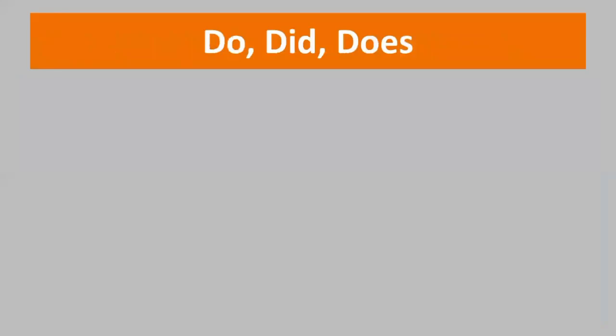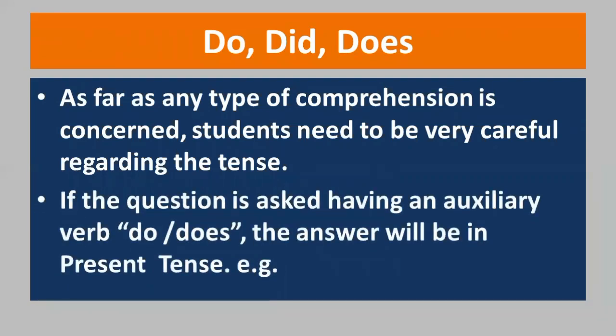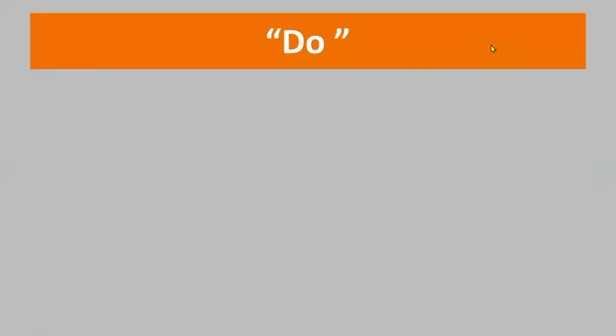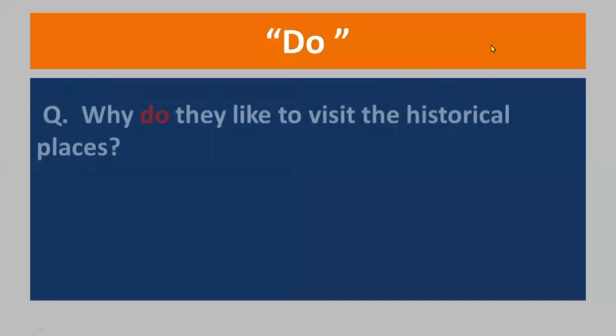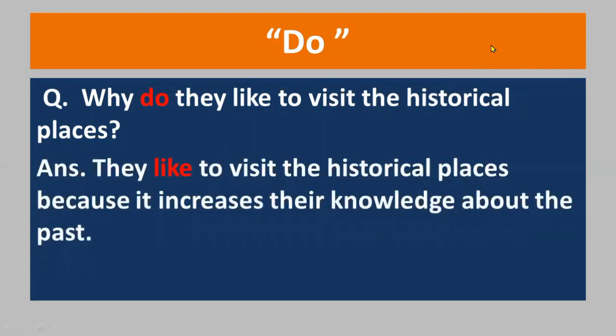Do, did, and does. Viewers, as far as any type of comprehension is concerned, students need to be very careful regarding the tense. If the question is asked having an auxiliary verb, do or does, the answer will be in the present tense. For example, first of all, do. Question: why do they like to visit the historical places? Now look at the answer. They like to visit the historical places because it increases their knowledge about the past.